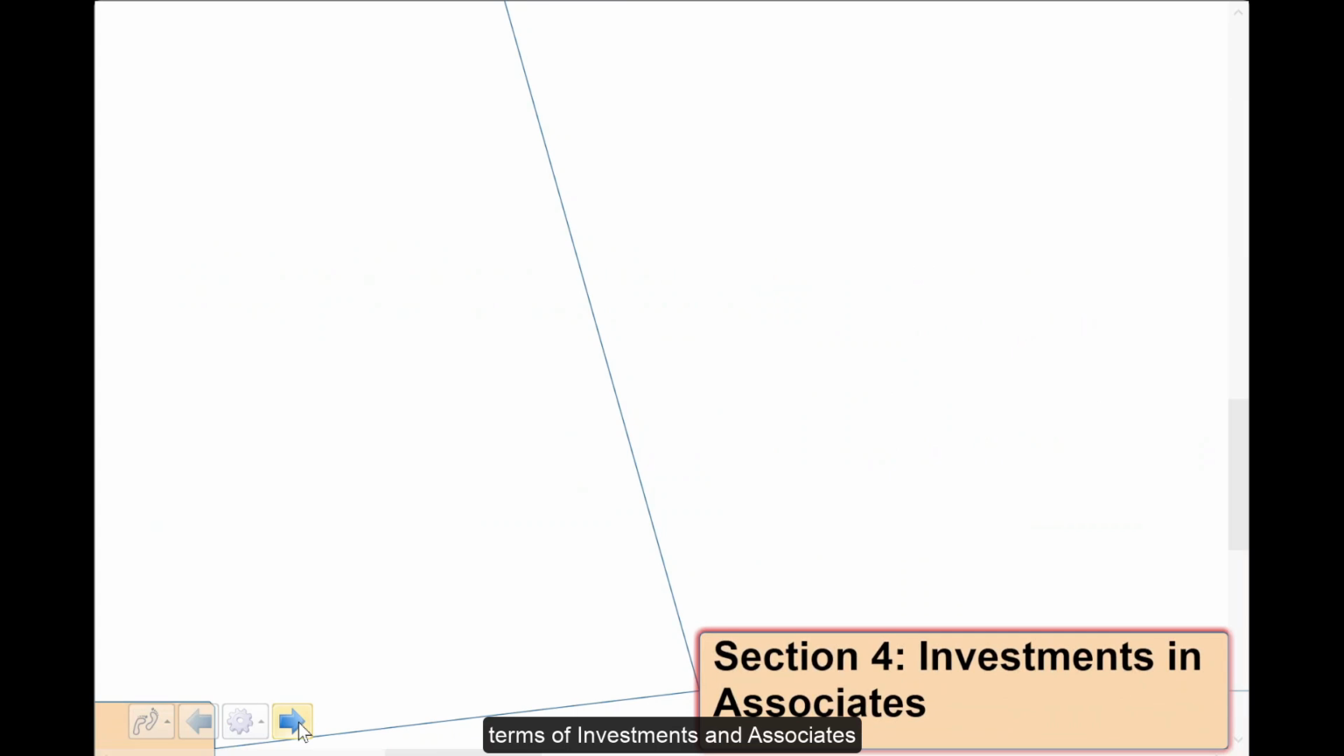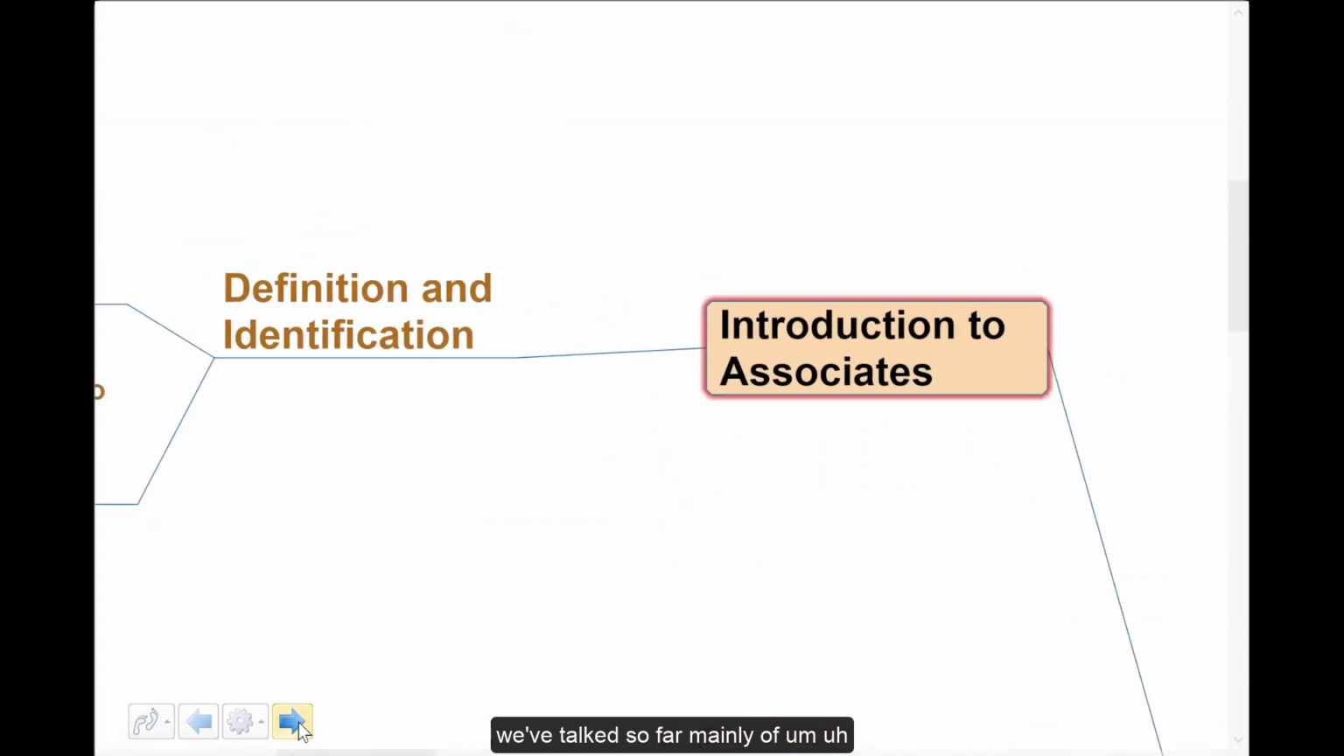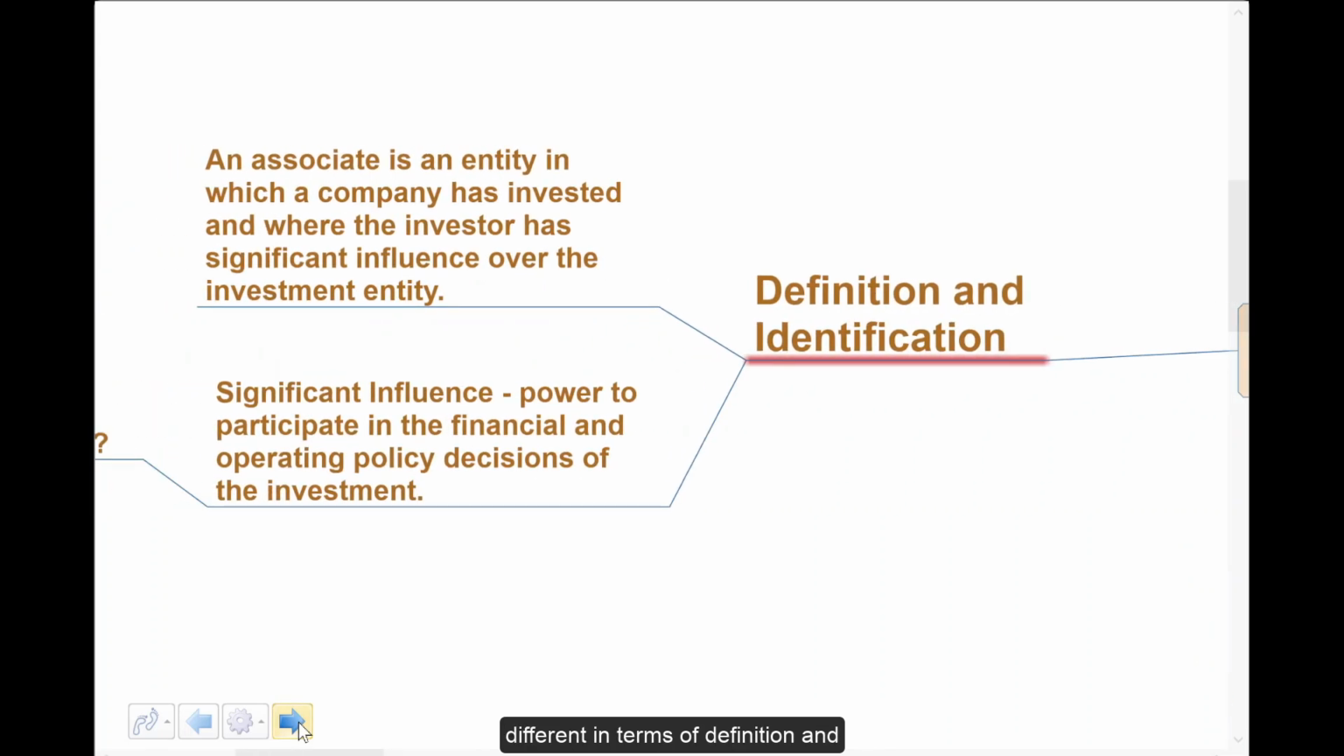In terms of investments in associates, we've talked so far mainly of companies acquiring a substantial investment, more than 50%. Okay, let's call it 80% to be easy. Now, associates are different. In terms of definition and identification, we're talking about much lower. So ballpark figures, we're talking about around 20 to 50% or thereabouts. An associate is an entity in which a company has invested, where the investor has significant influence, but not a significant shareholding, i.e. more than 50%.